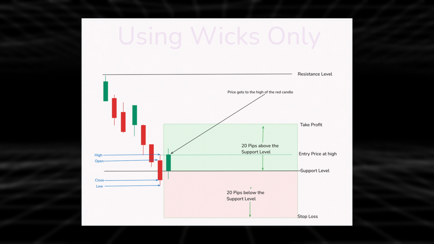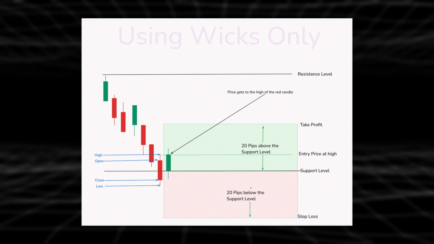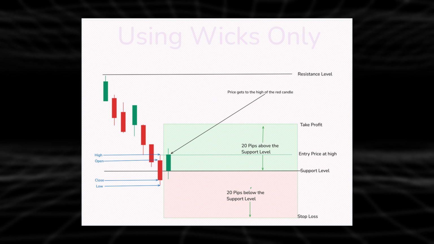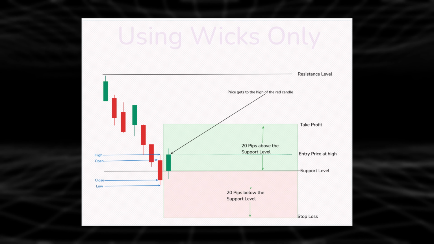Next, we have the entry price at the high, the take profit 20 pips from the support level, and the stop loss is also 20 pips from the support level. This makes the risk reward ratio 1:1. And here were the results for the inner, outer, and both.